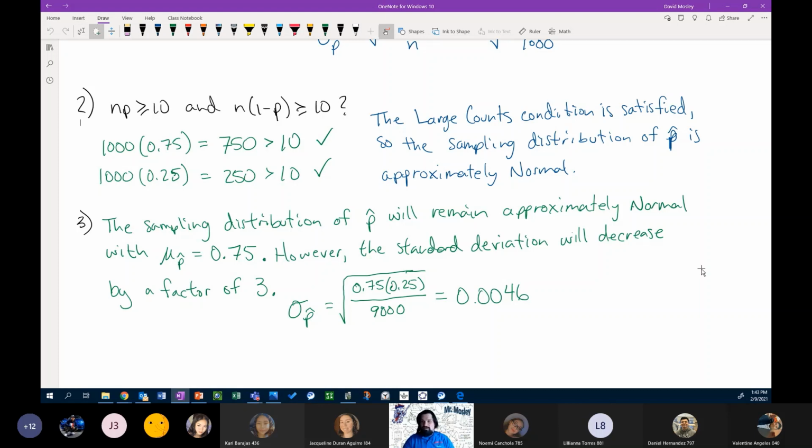Is there anything I can clarify about these calculations or the things that we've done with this problem?